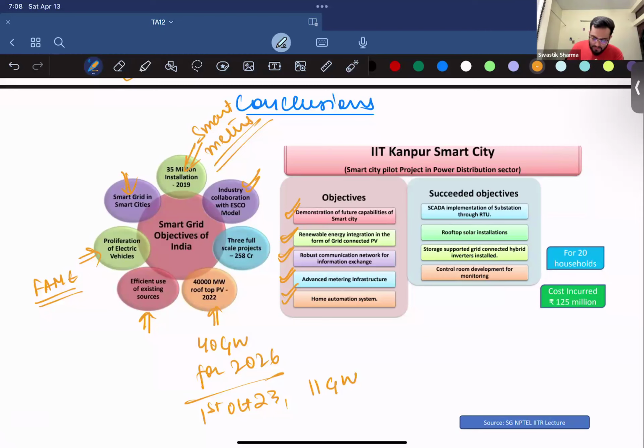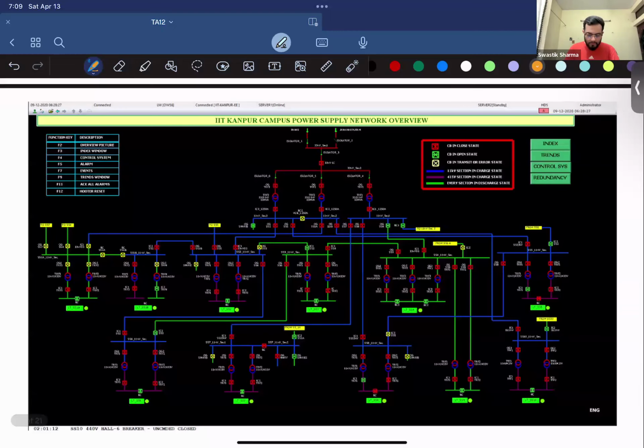And what we have done is, we have implemented SCADA, and we have also implemented rooftop solar at all of our hostels, at all of our departments, and at most of the residential houses as well. We also have storage supported grid connected hybrid inverters installed. They are called hybrids because they are configured with the grid as well as with the storages. And we also have a smart grid center, SG center, which is used for control and monitoring of our whole scenario.